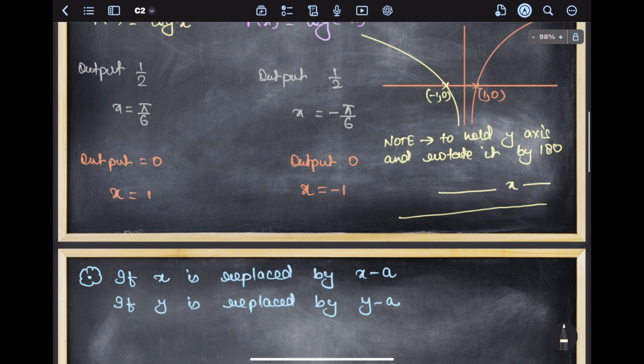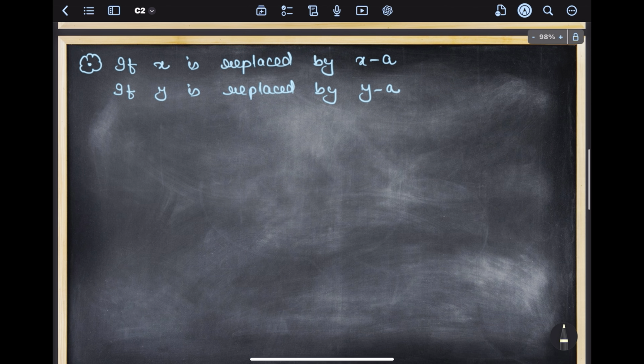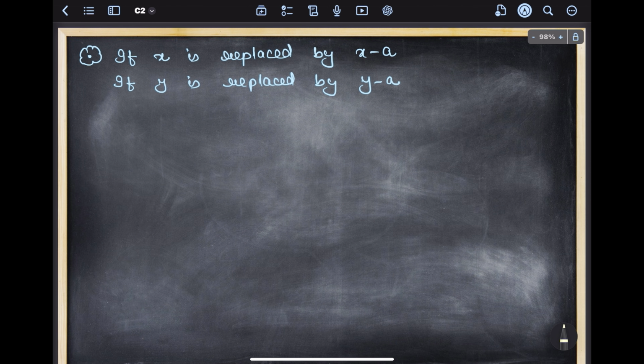Now, let's move on to the next transformation. So next transformation is we have to replace x with x minus a. So my point is, look at this. We have a function f of x equals sine x. We have a function f of x equals sine x minus 2.